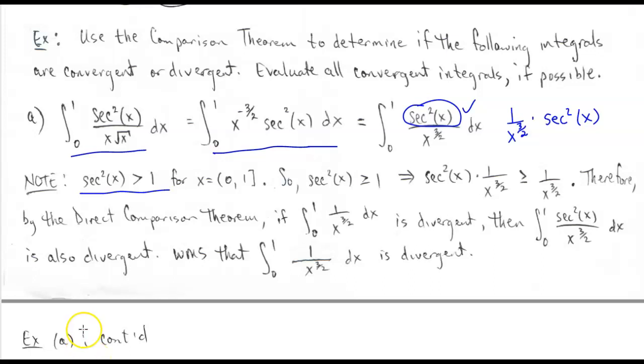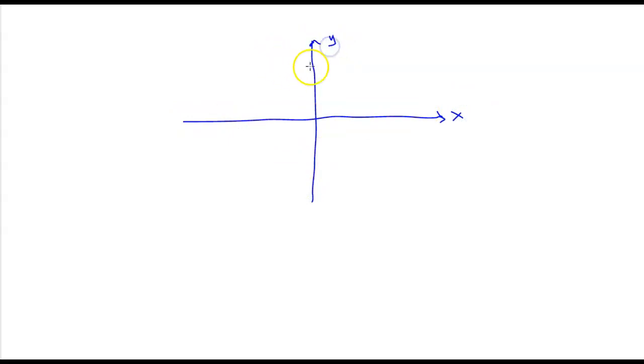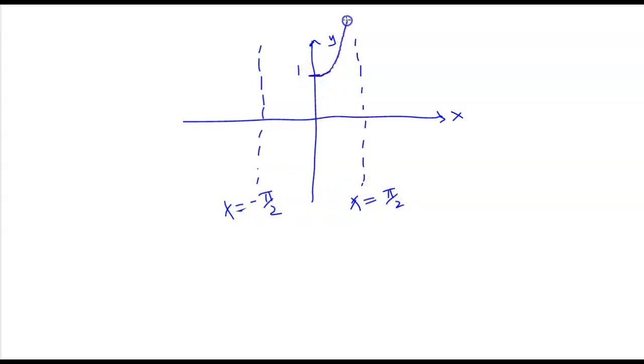I'll sketch a quick graph for you just to give you some context. We are considering the graph of, I'll just do secant here for now. So we know the graph of secant. It has vertical asymptotes at x equals negative pi over 2 and x equals pi over 2, and the graph of secant is going to go something like that.